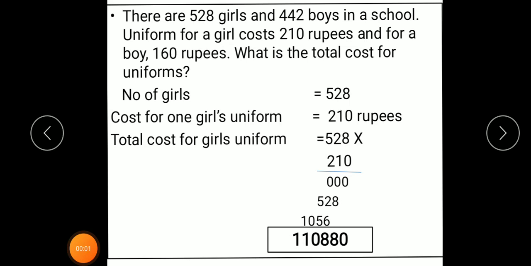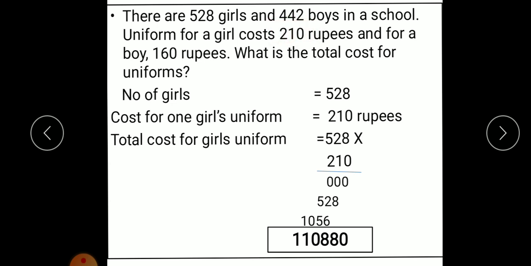The next question: there are 528 girls and 442 boys in a school. Uniform for a girl costs 210 rupees and for a boy 160 rupees. What is the total cost for uniform? So in the question it is given how many girls are there? 528 girls are there and 442 boys.